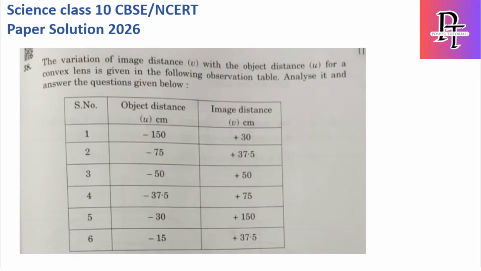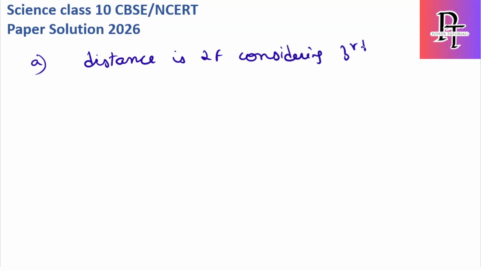So without calculation they have mentioned. Let's see the table once again. If you notice the third point, they are saying that the object distance is exactly equal to the image distance. This will only happen when the object is placed at 2f. So simply the distance is 2f, considering the third scenario. So 2f of focal length is how much? It is 50. So the focal length is 50 by 2, which is 25 centimeters.